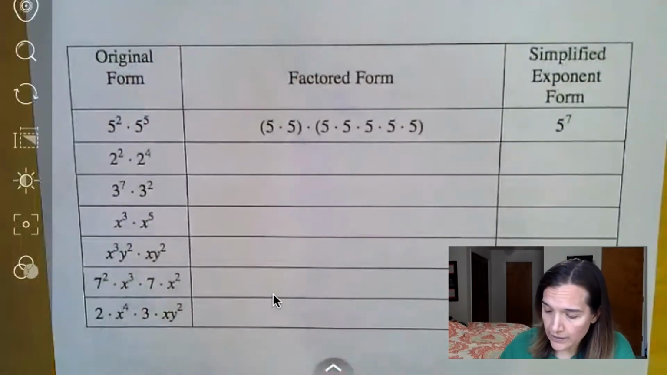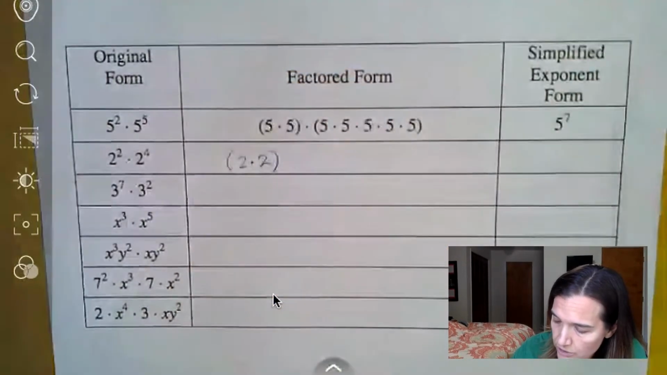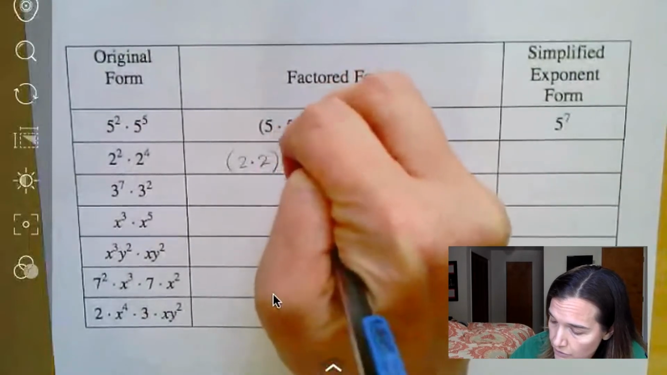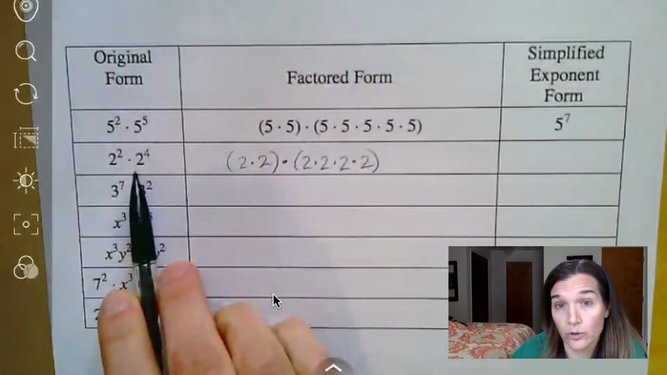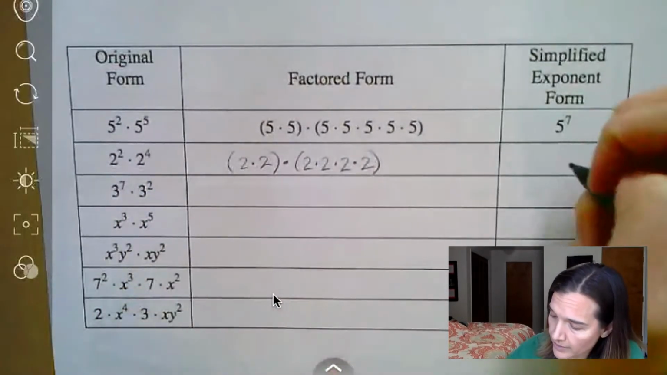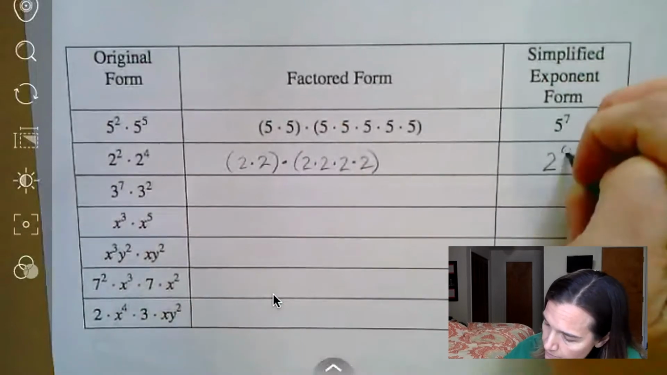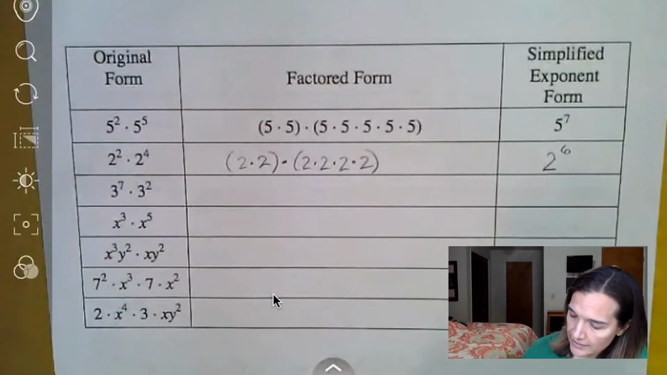So if we look at the next one, 2 squared, that would be the same thing as 2 times 2. And if you had to multiply that by 2 times 2 times 2 times 2, which is 2 to the 4th power, and put it all back together again, you would have 2 times itself 6 times. So the answer here is 2 to the 6th power. Some of these are going to take a little bit.